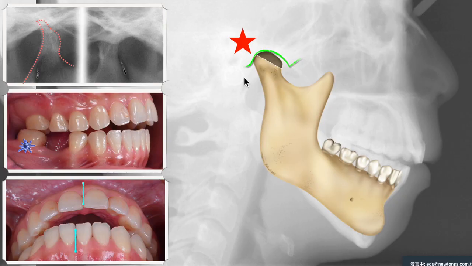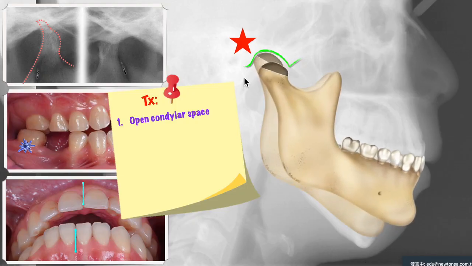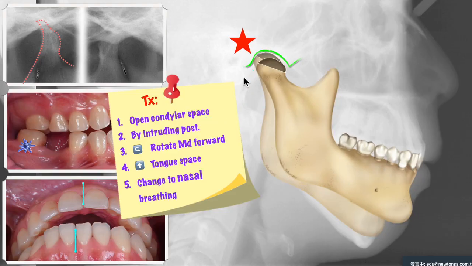How can you solve the problem? First, in order to release the pressure on the condyle head, we talk about opening the condyle space. You don't want to put pressure on the condyle head. And then you need to intrude the posterior, rotate the mandible forward, open up the tongue space, and change to nasal breathing. None of that is easy to fix. Very difficult to fix.